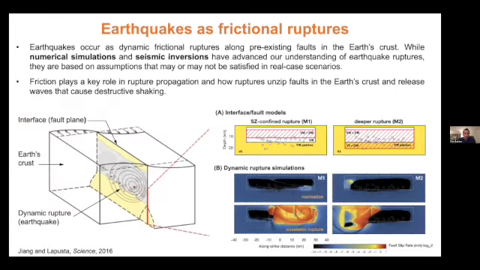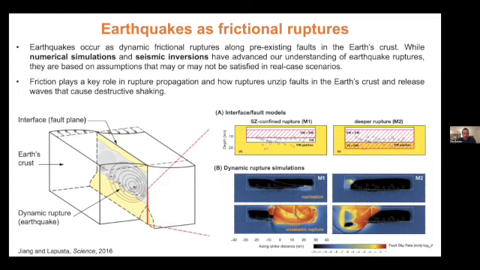As you all know, in this group, earthquakes occur as dynamic frictional ruptures along pre-existing faults in the Earth's crust. The main tools to study earthquakes are seismic inversions and numerical simulations. However, both of them are based on assumptions that may or may not be satisfied in real case scenarios.